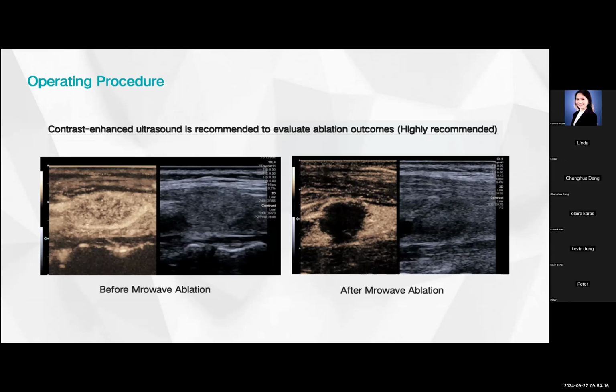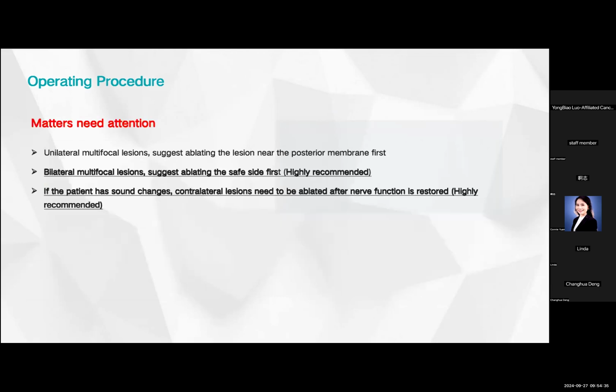The contrast enhanced ultrasound is normally used in our center. I think this is a very important evaluation method. The matters need attention.